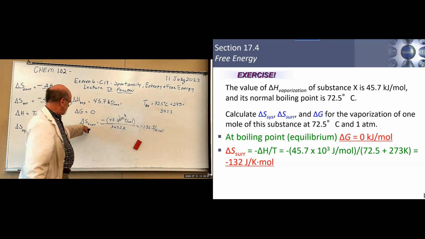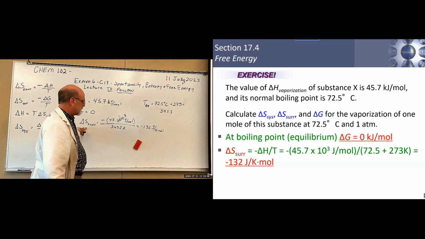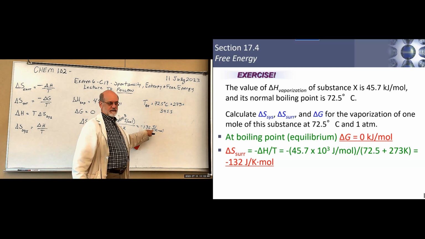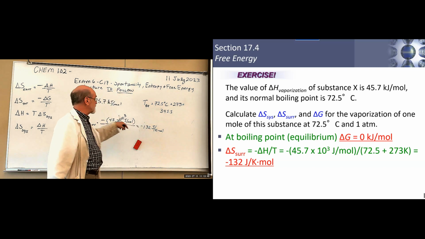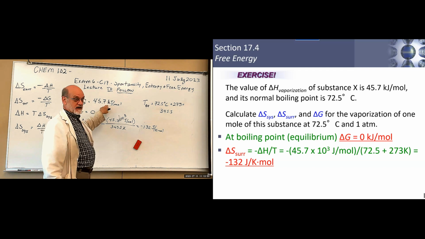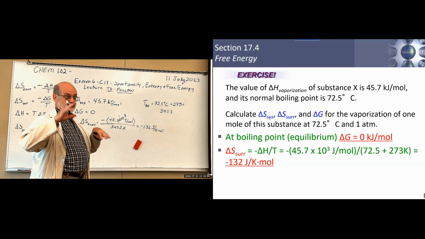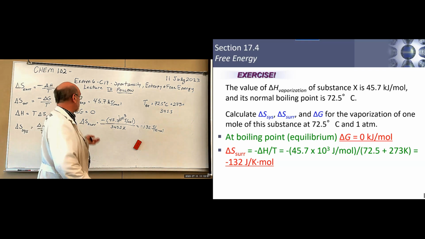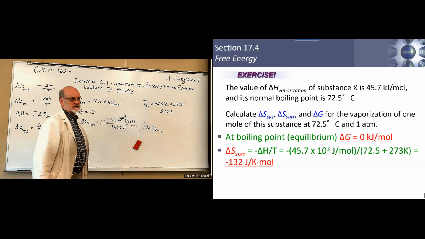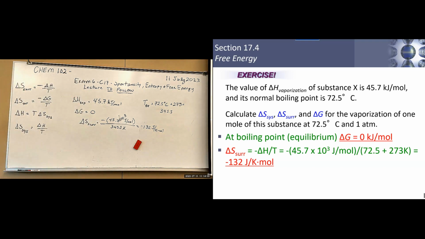Entropies are typically reported in joules, and enthalpies are typically reported in kilojoules. So always be aware of that fact. When you start to do these calculations, you've got to change the values. I typically change to joules, and then if I need to change back, I can do that.